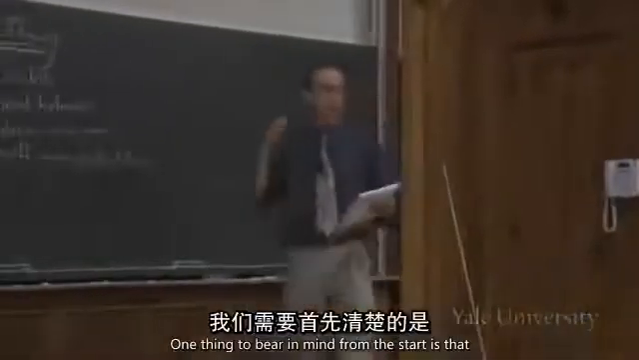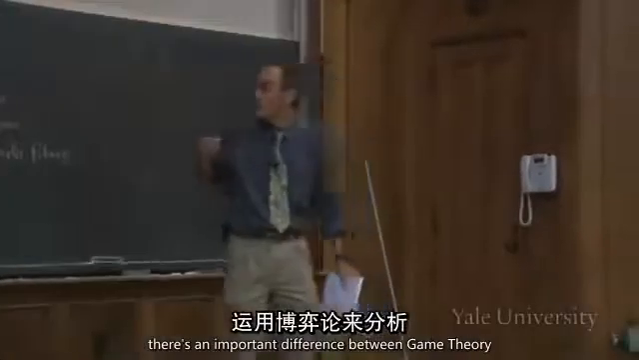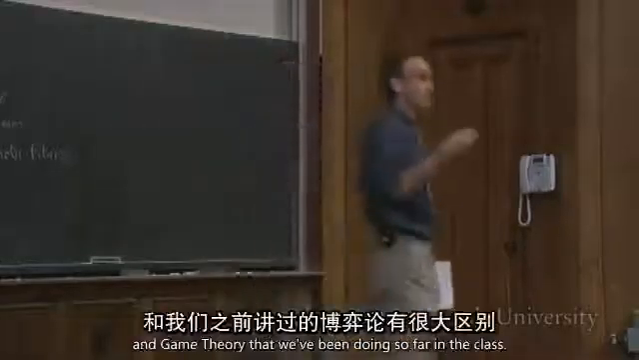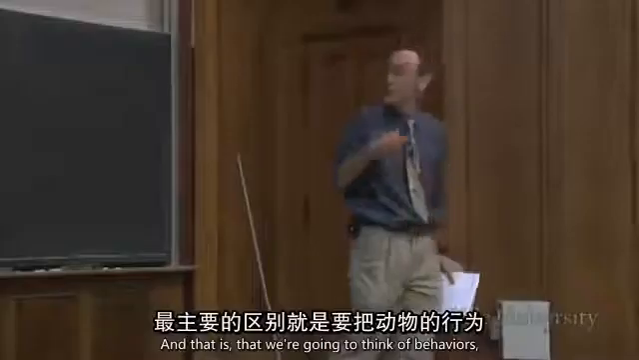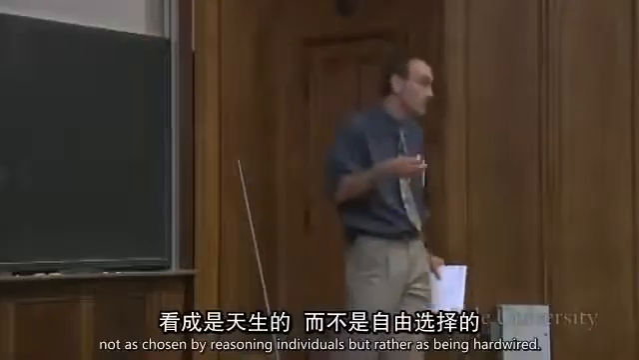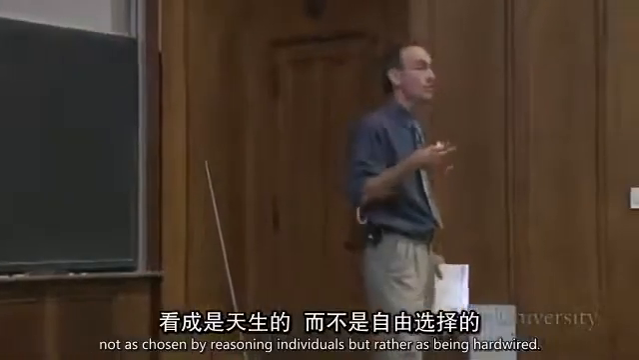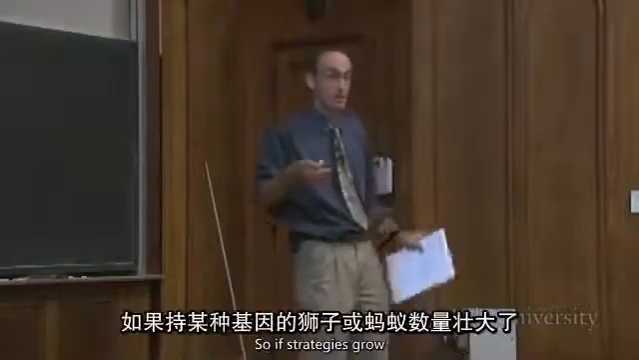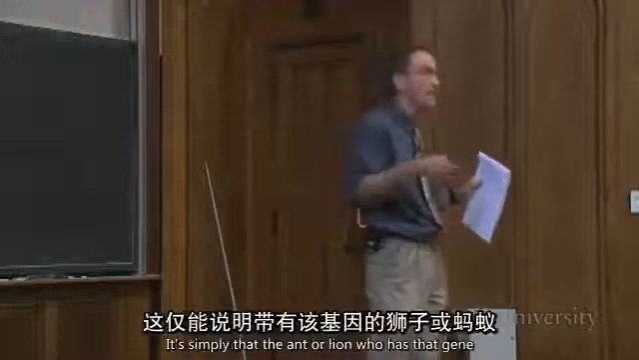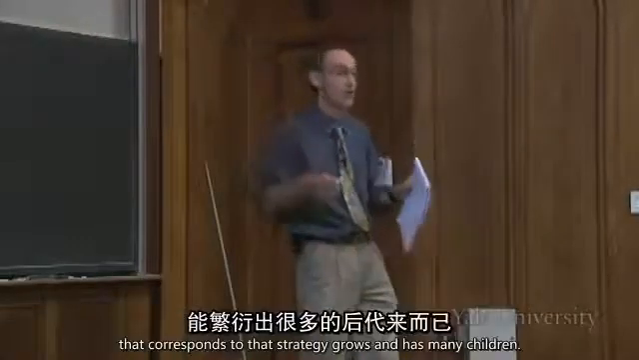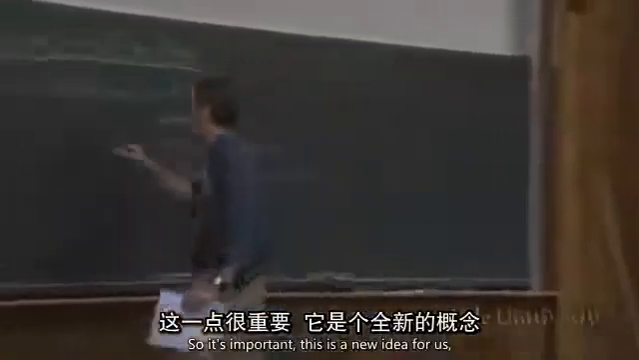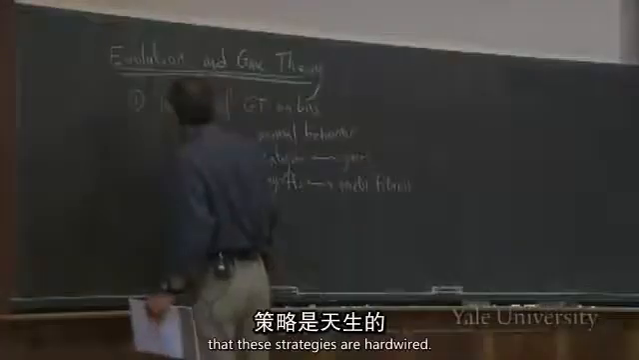One thing to bear in mind from the start is there's an important difference between game theory as analyzed in animal behavior and biology and game theory that we've been doing so far in the class, and that is that we're going to think of these behaviors, these strategies played by animals, not as chosen by reasoning individuals, but rather as being hardwired. So if strategies grow, it isn't that some lion or ant has chosen that strategy. It's simply that the ant or lion who has that gene that corresponds to that strategy grows and has many children. All right, so this is a new idea for us, that these strategies are hardwired.